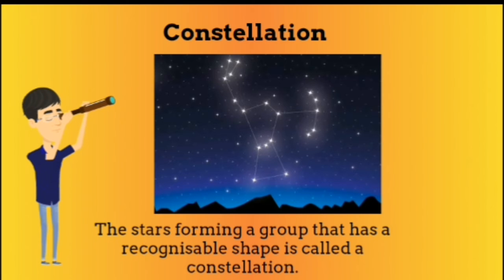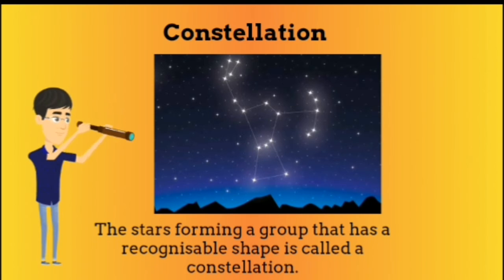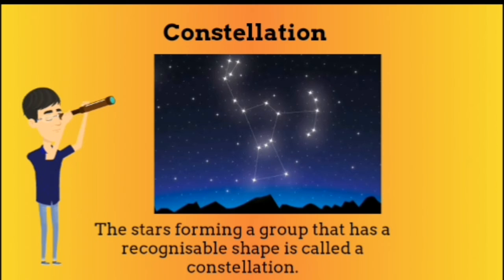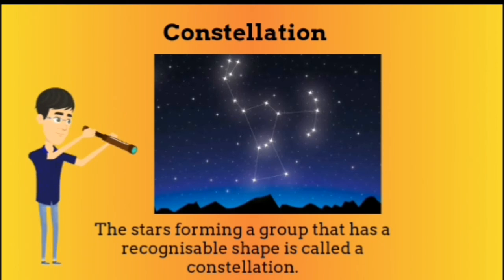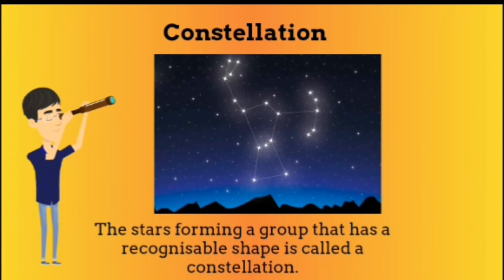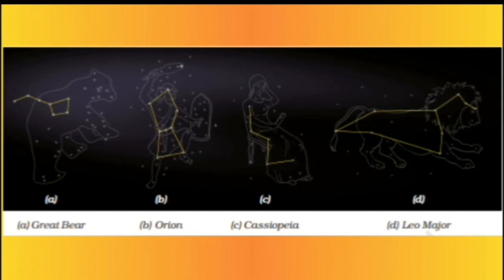Let us learn about constellations. The stars forming a group that has a recognizable shape are called a constellation. Here you can see there are 4 main important constellations. First is Great Bear, second Orion, third Cassiopeia, fourth Leo Major. Let us now learn about them one by one.